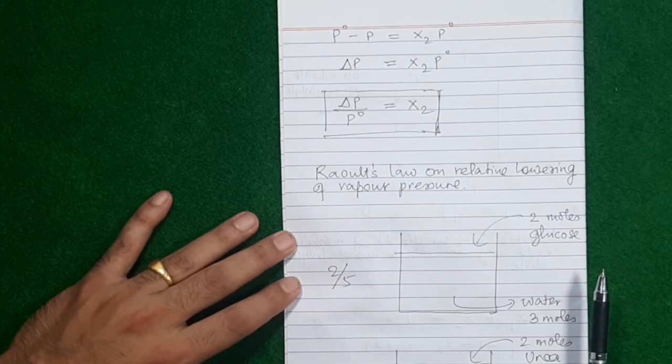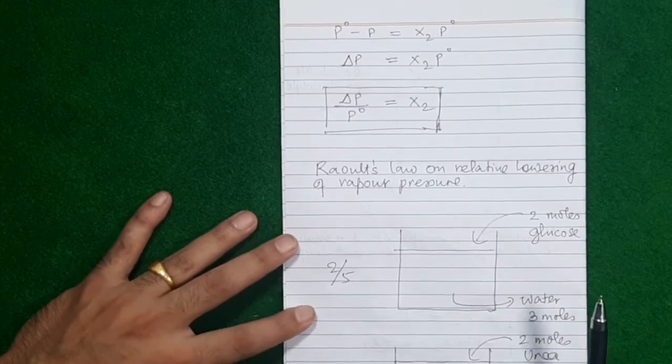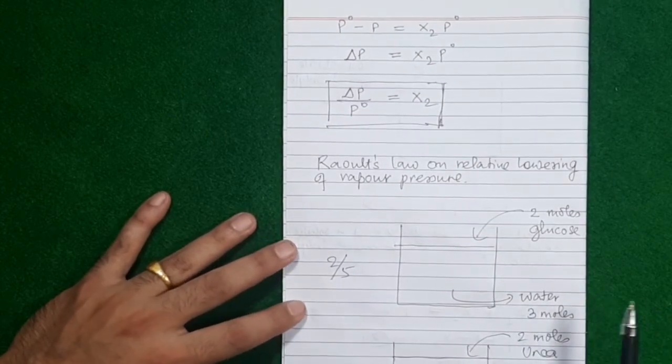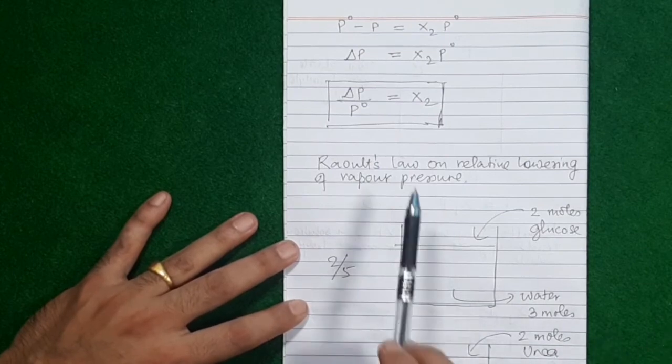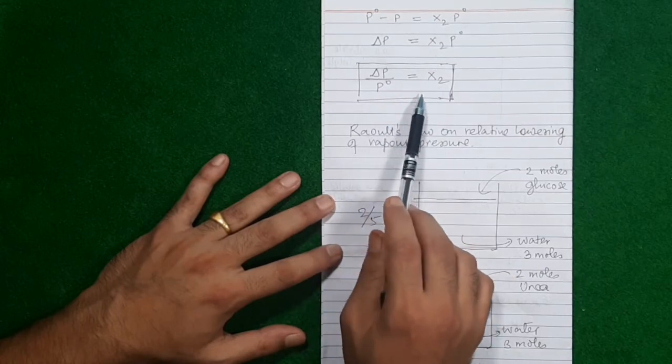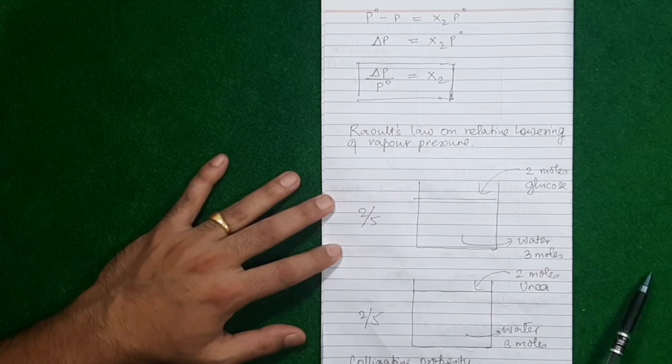You get these terms defined in the book also. You get the definition in the books. Just follow it, find it and write it. It will be there. So I don't think I should just copy that and write it here. Now I just want to explain some more facts related to this Raoult's law on relative lowering of vapor pressure.